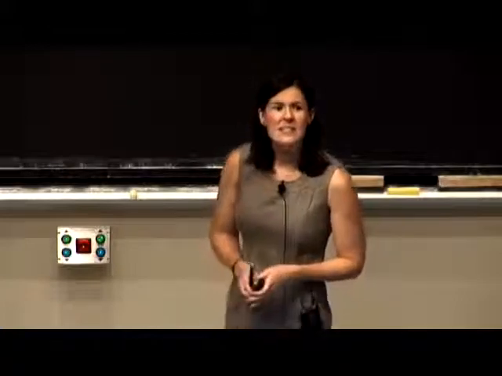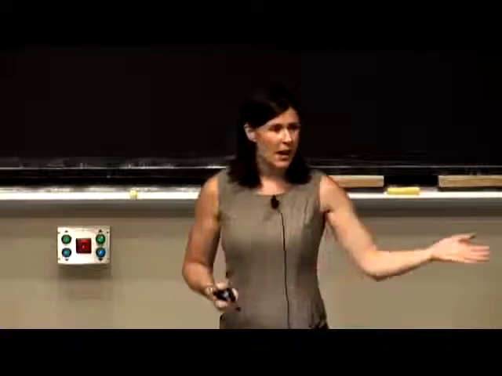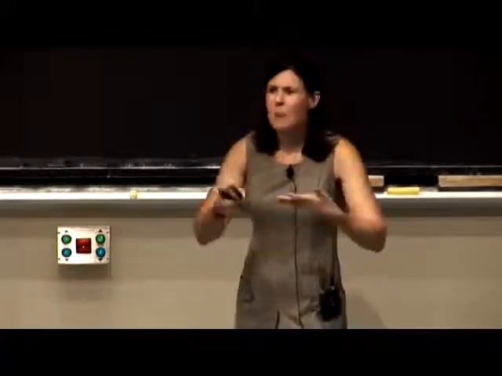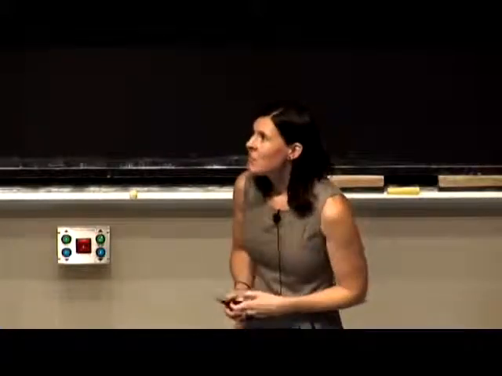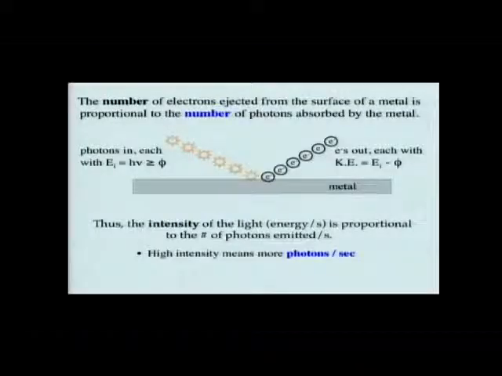So that's, in fact, that number of photons that we're talking about when we refer to the intensity of light. And the intensity of light is proportional to that number, because when we talk about intensity, really we're talking about the amount of energy that a stream of particles, a stream of photons has per second. So if we have a high intensity, we're talking about having more photons per second.